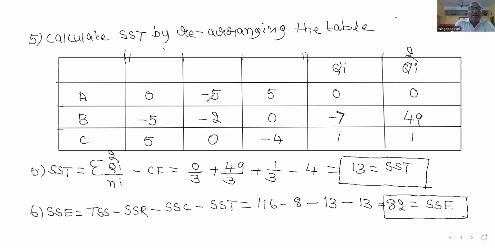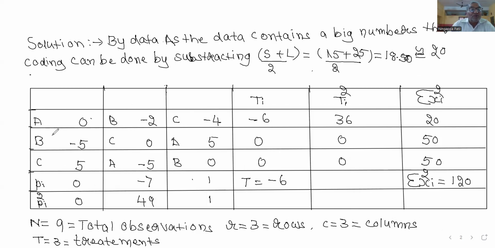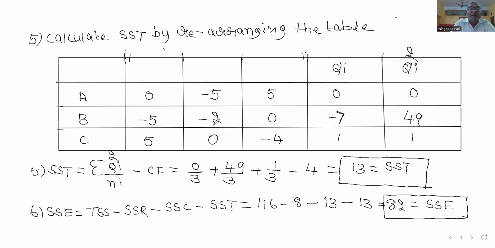Look here, 0, minus 5, plus 5. And similarly, B values from the table. Look here, B: minus 5, minus 2, 0. You write here minus 5, minus 2, 0. And similarly, you collect these values: 5, 0, minus 4.